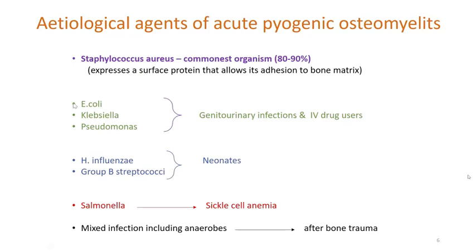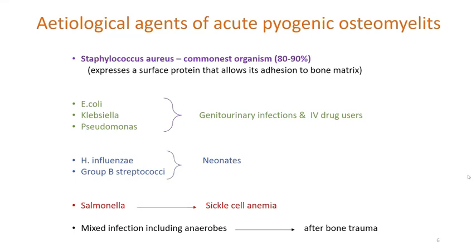In addition to Staphylococcus aureus, we might get E. coli, Klebsiella, and Pseudomonas, especially in osteomyelitis associated with genitourinary infection or osteomyelitis in IV drug users. In neonates, the causative agents are different. Most of the time, they get osteomyelitis due to H. influenzae or group B streptococci. And patients who have sickle cell anemia commonly get Salmonella-induced pyogenic osteomyelitis.